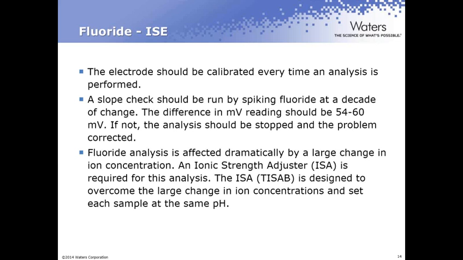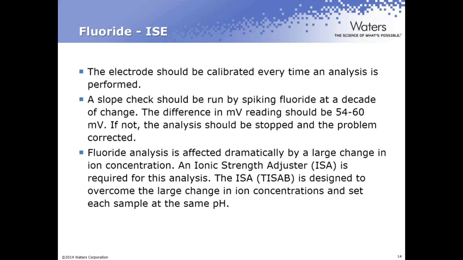The fluoride analysis by selective electrode is affected dramatically by a large change in ion concentration, because that's what it's reading. So what you want to do is to make sure that you're setting the ion concentration at a constant strength. And this can be done by using what's called an ionic strength adjuster, or an ISA. And it's required for this analysis in order to make sure that you get consistent readings. The ISA for fluoride is called TISAB, or Total Ionic Strength Adjustment Buffer. And it's designed to overcome any large changes in ion concentrations, and it'll set each sample at the same pH value. And that will provide you with consistent results.